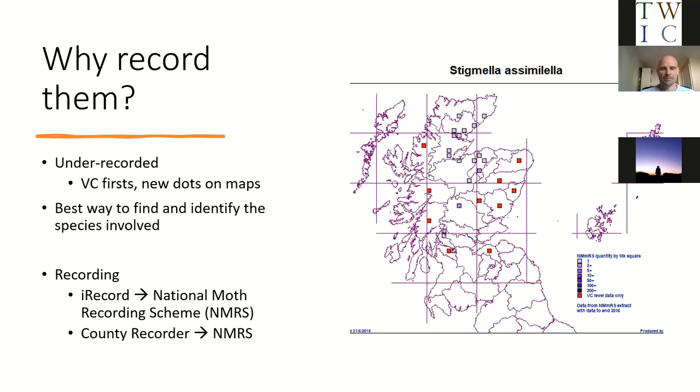So what should you do with your records? Well, you can put them on iRecord, and they should be picked up by someone, probably a county moth recorder, who would then validate the record, and if it's proved acceptable, it would go onto the National Moth Recording Scheme. Or I would probably recommend actually contacting your county moth recorder directly to submit the records to them. They may have some questions or require some kind of evidence to prove the record. Either way, the records, once validated, will end up in the National Moth Recording Scheme.